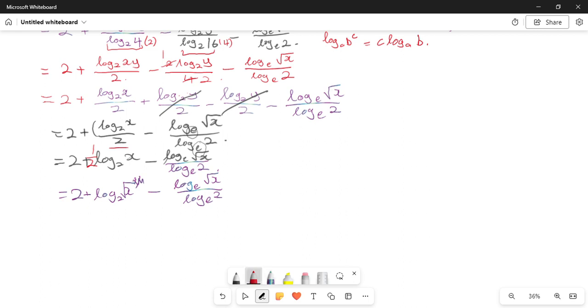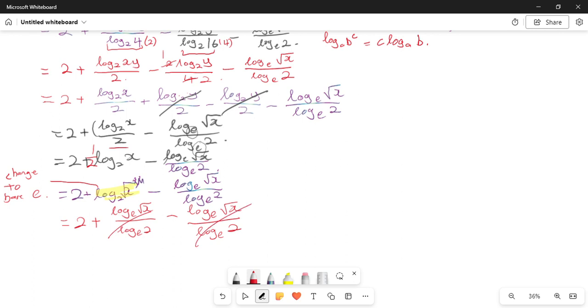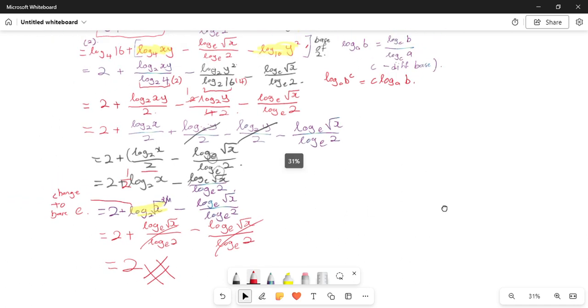Yeah, so this part I am going to change to base e. So now I have 2 plus log e root x over log e 2 minus log e root x over log e 2. You can cancel out both of them, then your final value is 2. So this is how you solve this part.